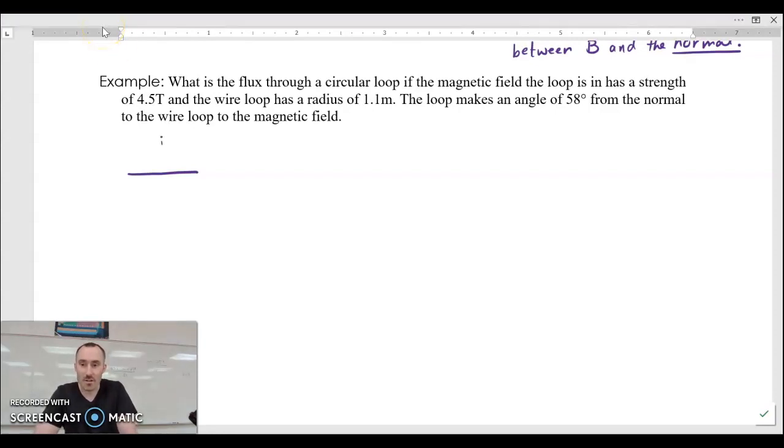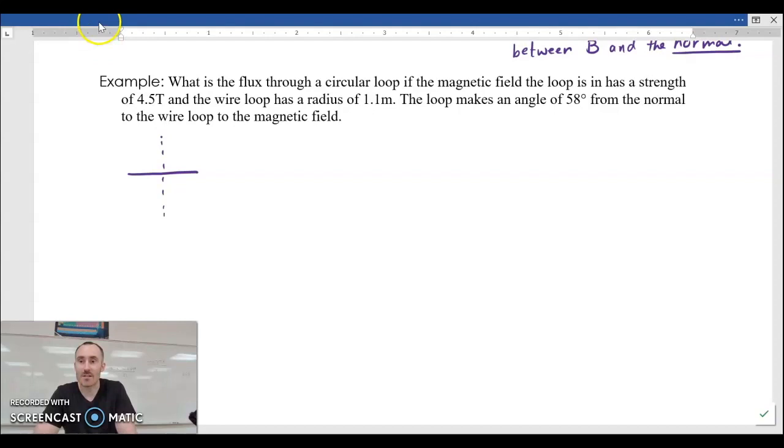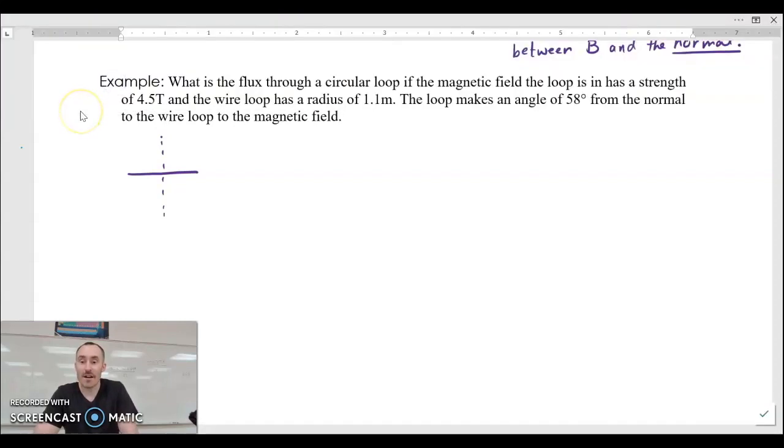Okay, so here's our normal line, which is 90 degrees to the loop. And then from there, the field is 58 degrees. And it really doesn't matter what direction it is because the flux is not a vector anyway. So I'm just going to put it over here somewhere.